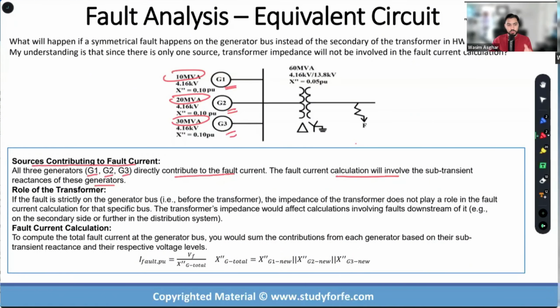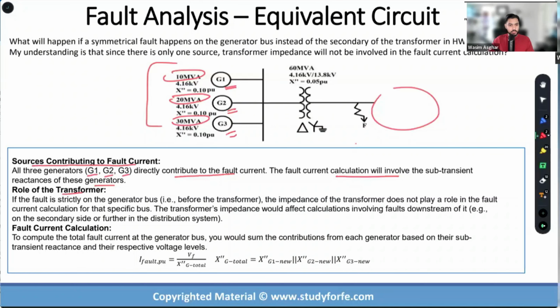Clear? So when you go about solving this problem as we did, we had to bring them to a common base, but we're not going through the numerical exercise over here. I'm just addressing the question that the student had. So identify what are the sources of fault current contribution. And there are 3 sources of fault current contribution, G1, G2, and G3. There's nothing shown on the downstream, so don't read into it.